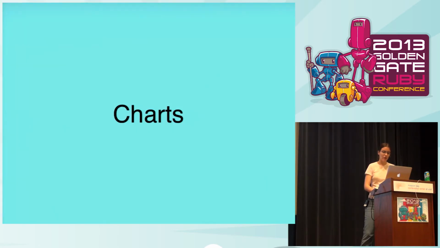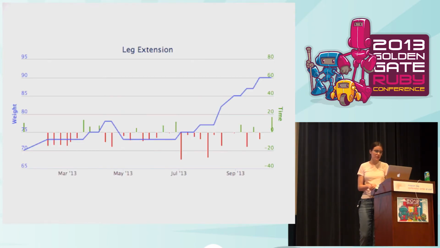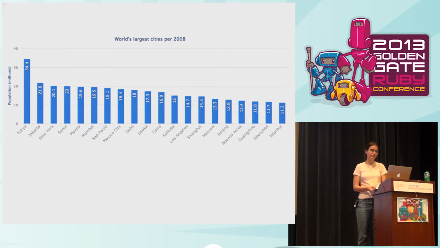graphs. Now we have charts, and let's look at some examples. So this is an example from that weightlifting app I was discussing earlier. You can see that there's a line chart and a bar chart and 2 axes and a whole bunch of stuff going on. This is your standard bar chart.